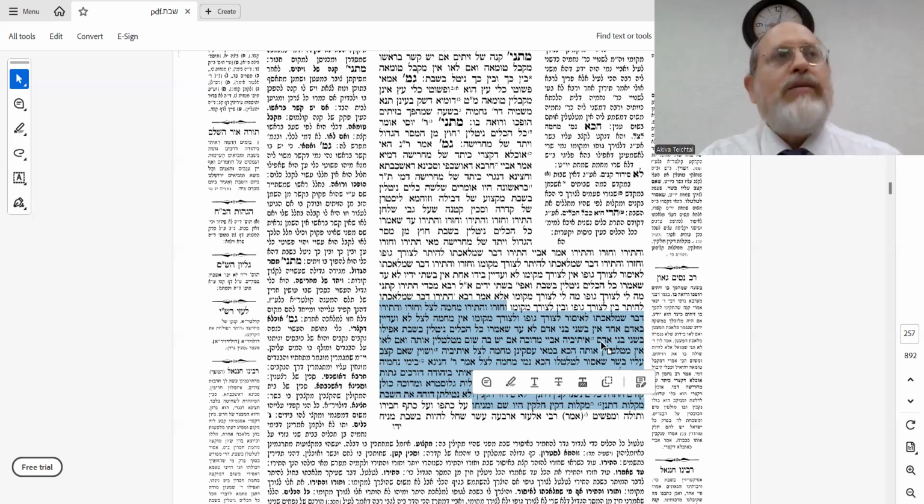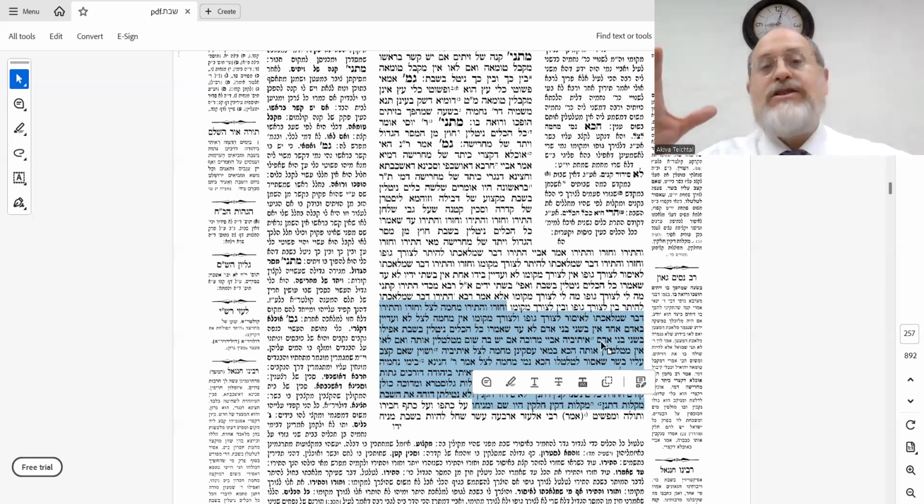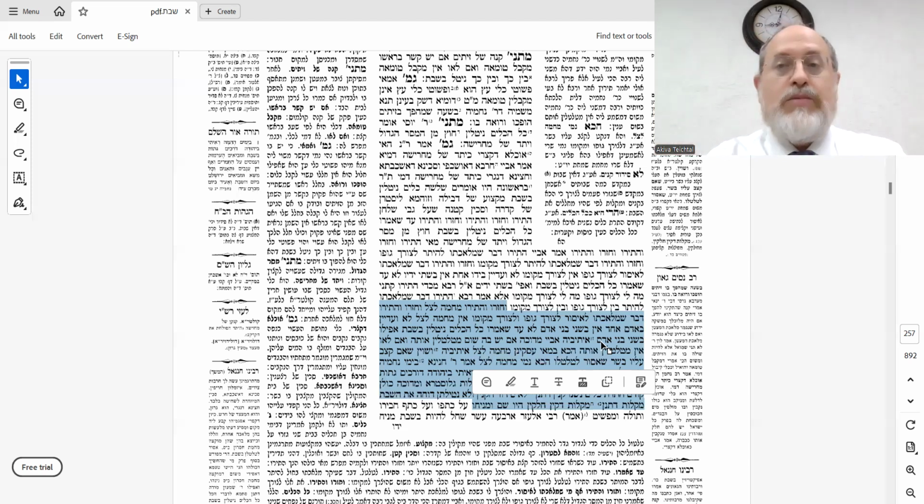Letzorech mekomo. Second machlokes: a kli that's very large and can only be taken and schlepped by two people, not one. Then, according to Abaye, you cannot move it. According to Rava, you can move it.